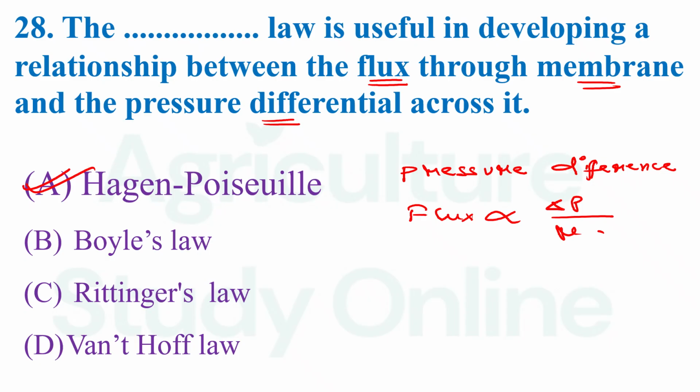This is exactly what the question is asking. So Hagen-Poiseuille's law is applied to laminar flow through pores, and it is useful in membrane filtrations, that is microfiltration or ultrafiltration. So this relates the flux and the pressure difference. Whereas Boyle's law is applied to gases only. And Rittinger's law, we just saw, is used in size reduction, that is grinding processes, and Van't Hoff's law is used in osmosis.